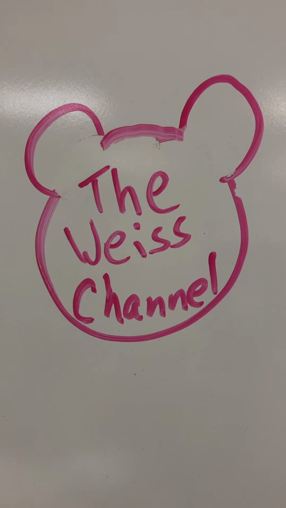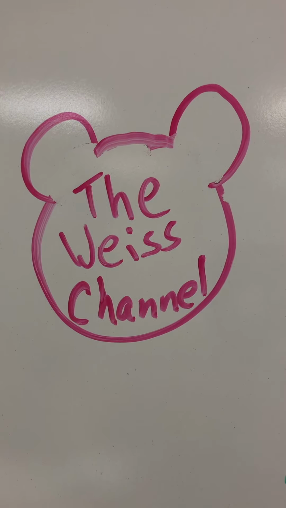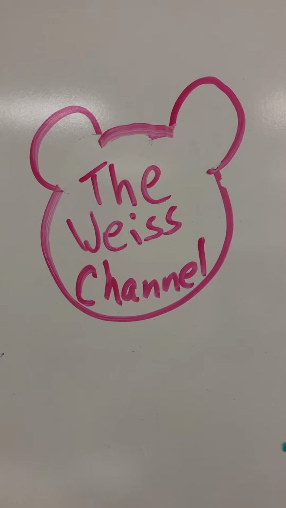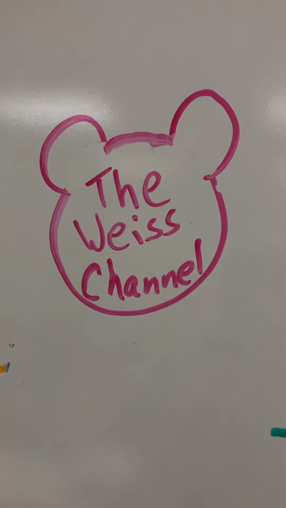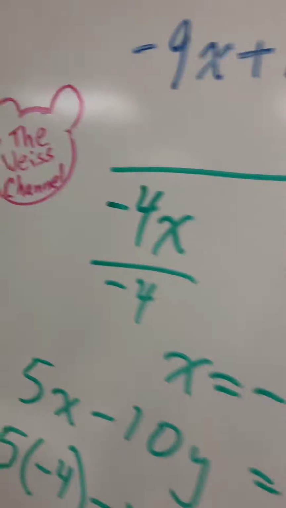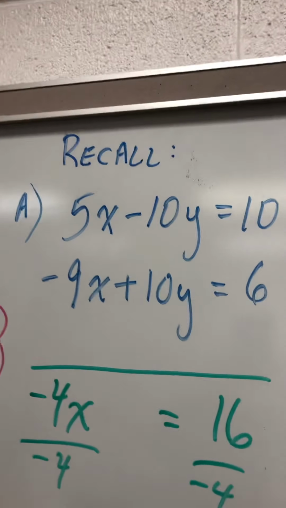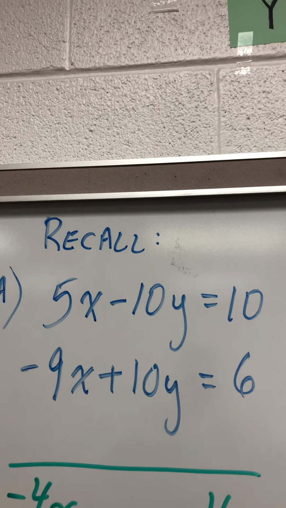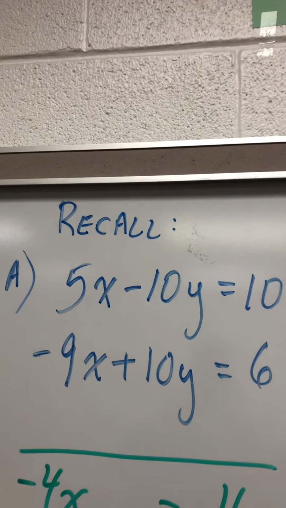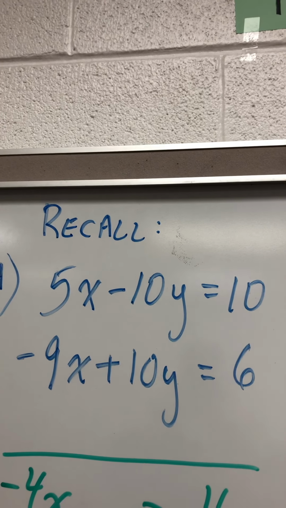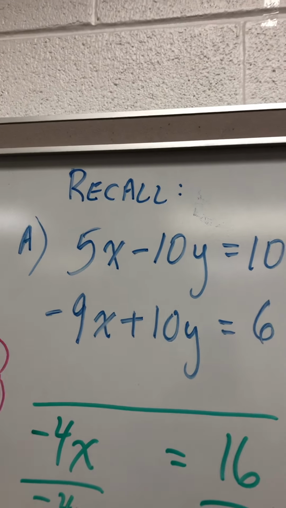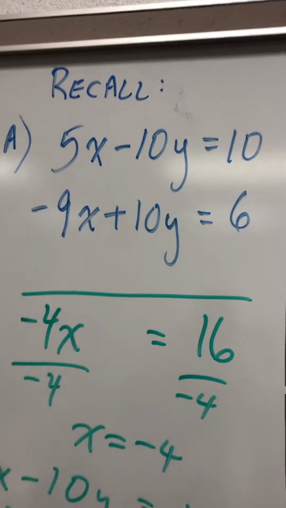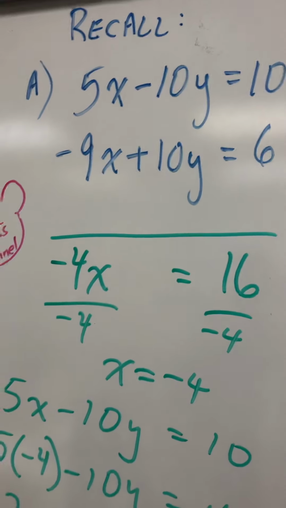Today we're going to do elimination, but you do have to multiply something first. So for example, remember we did this. When you have, say, negative 10y and positive 10y, if you just add the two equations together, the 10y's drop out. You get negative 4x equals 16. Divide by negative 4, x equals negative 4.